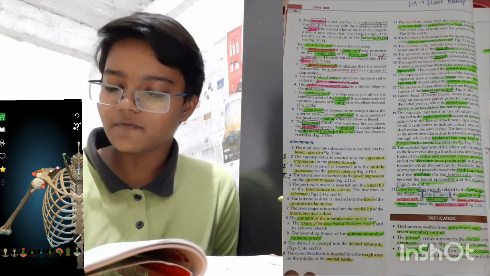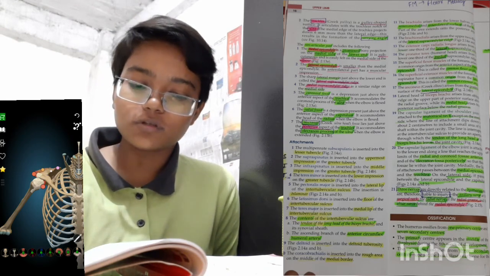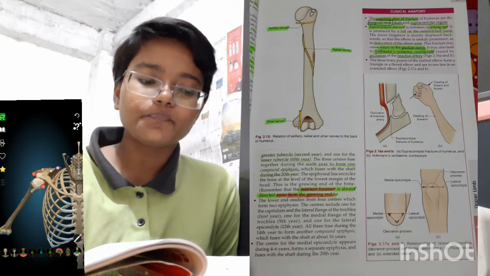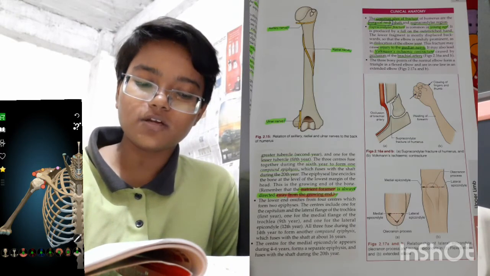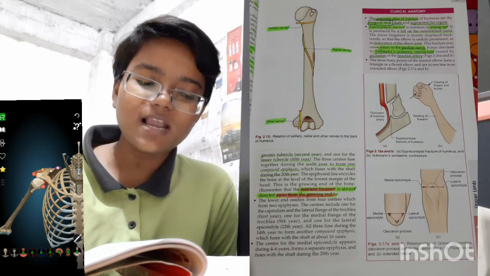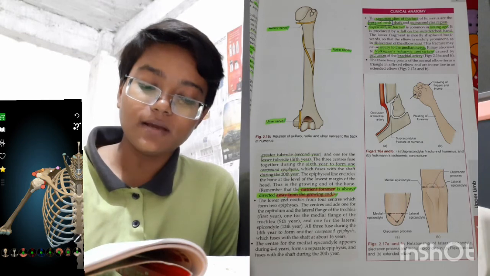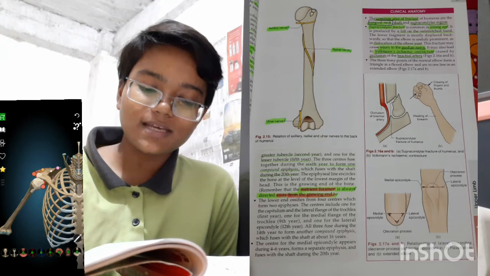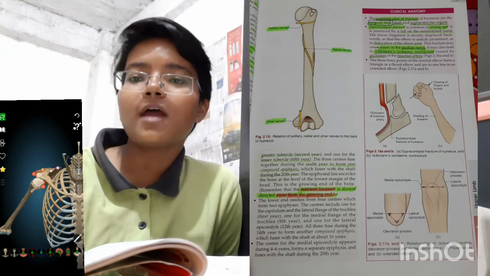The upper end ossifies from 3 secondary centers: one for the head in the first year, one for the greater tubercle in the second year, and one for the lesser tubercle in the fifth year. The 3 centers fuse together during the 6th year to form one compound epiphysis, which fuses with the shaft during the 20th year. The epiphyseal line encircles the bone at the level of the lowest margin of the head. This is the growing end of the bone. Remember that the nutrient foramen is always directed away from the growing end: towards the elbow I go, and from the knee I flee.